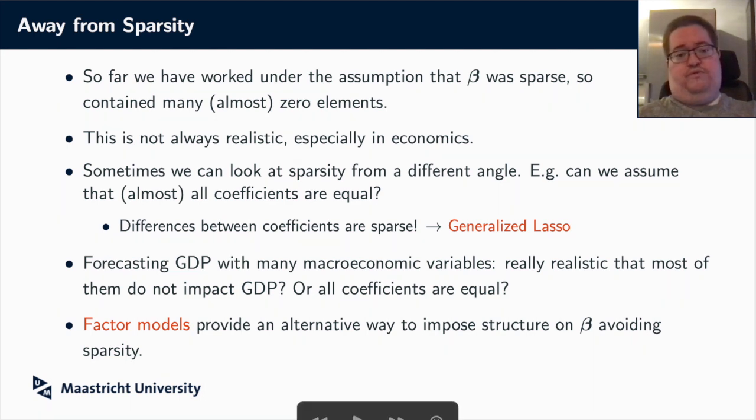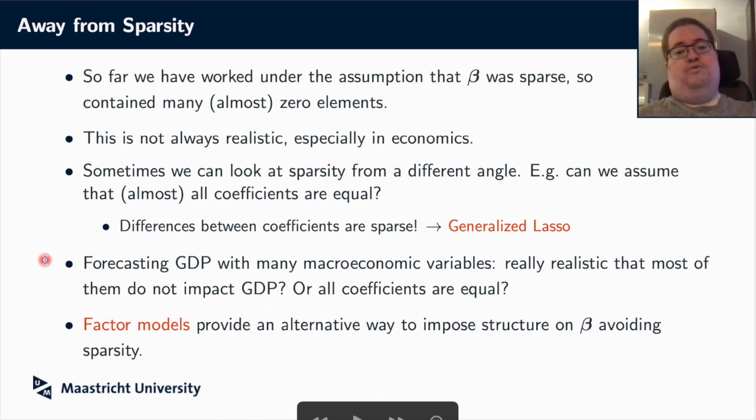So, take for instance a typical economic problem of forecasting GDP, which we'd like to do using many macroeconomic variables, as for instance central banks would do. It's typically not realistic to assume such strong conditions on the beta factor that would basically mean that most of these variables do not actually impact GDP, even though we know it's of course not the case. So what we will do here with vector models is to look at an alternative way to impose structure.